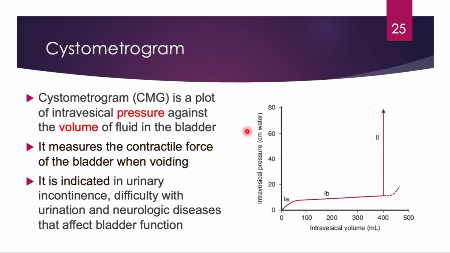Cystometrogram or CMG is a plot of intravesical pressure against the volume of fluid in the bladder.